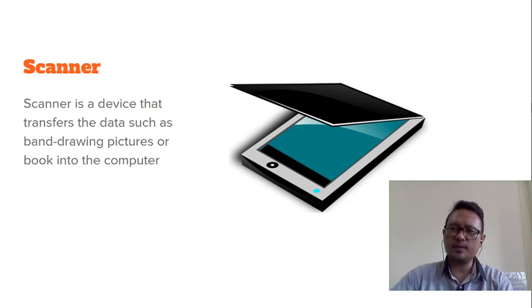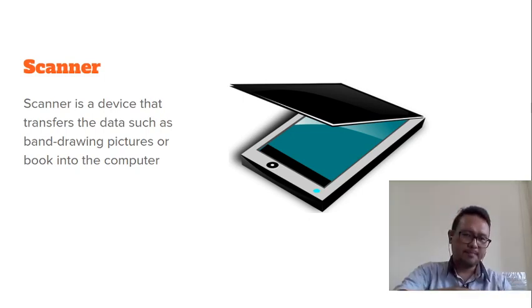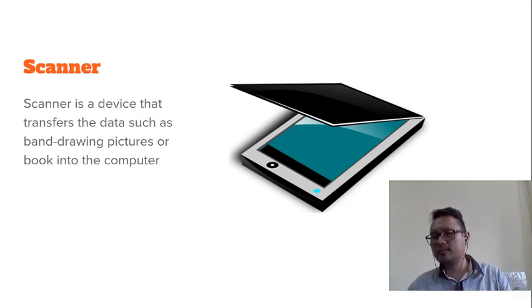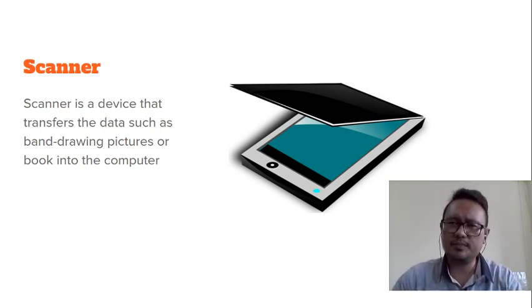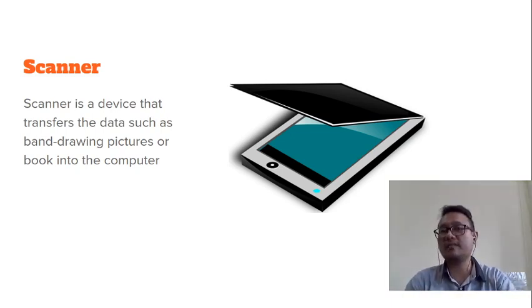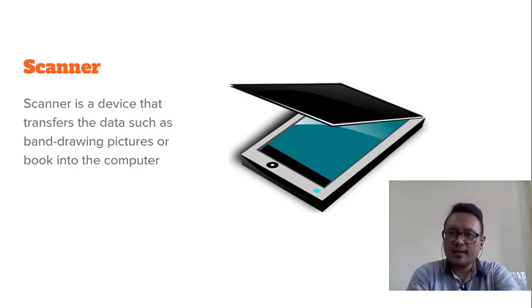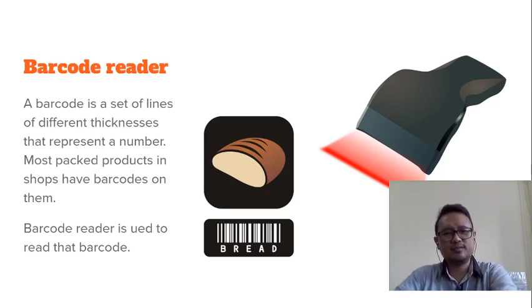You put your document there, bam, and then start pressing it. It will read and convert to a file. It can be JPG, picture, or PDF. Scan to read data, right? Now, this one, barcode reader.